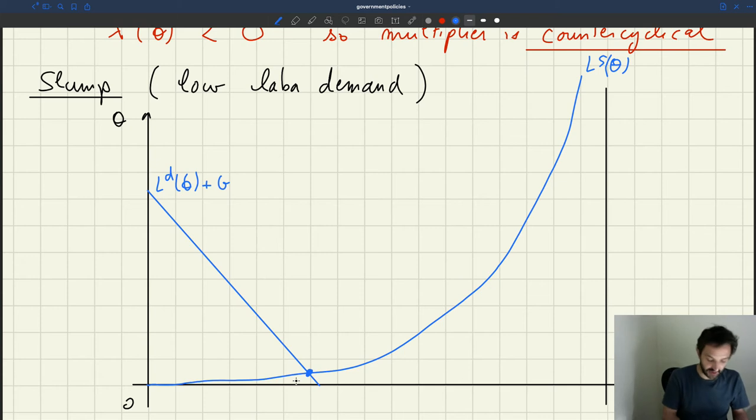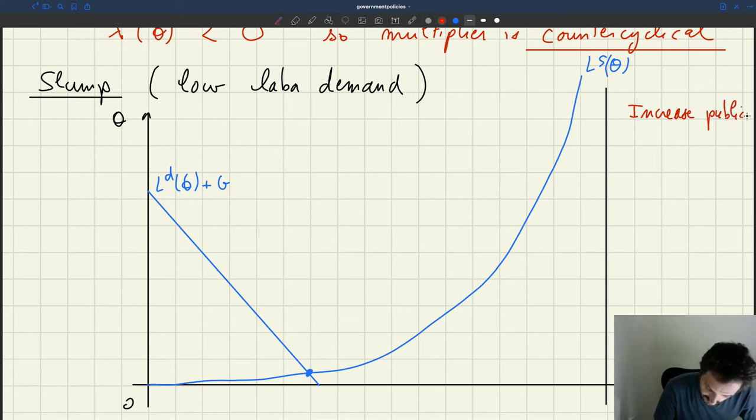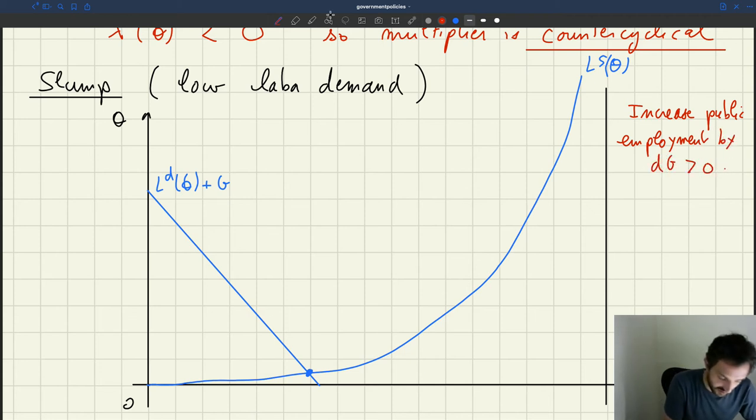Here tightness is very low. There is a lot of unemployment. Okay, unemployment is really high here. So we have a slump with low labor demand. So now what happens if I increase G by an amount dG? Okay, so there is an increase in public employment by some quantity dG.